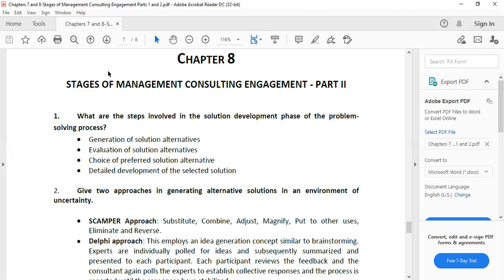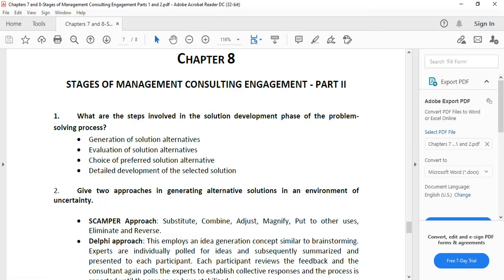Number one, what are the steps involved in the solution development phase of the problem solving process? With this, we begin with looking into the solution alternatives. So we formulate these particular choices or options or alternatives for our solutions. What is clear is that there should be a sort of contingency planning that in case option A would not be working or option one, there is option B or two, option three or C, and so on and so forth.